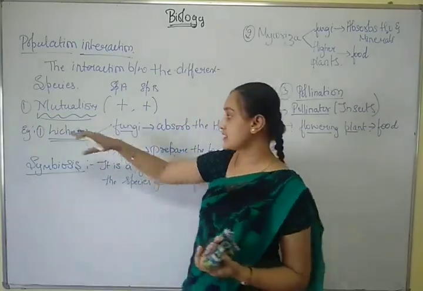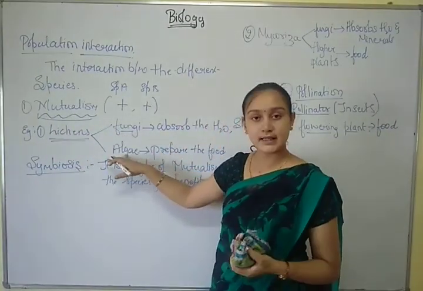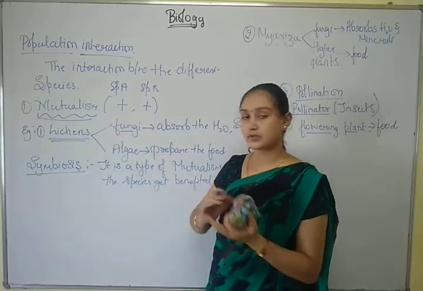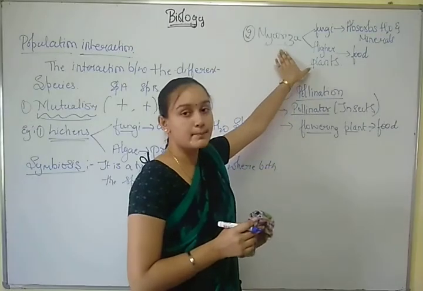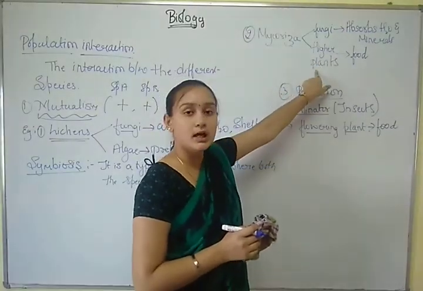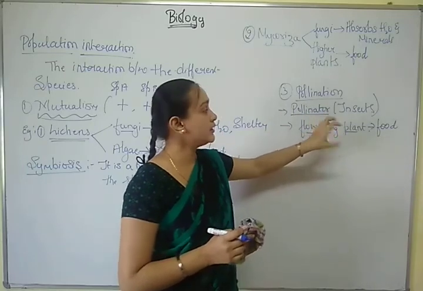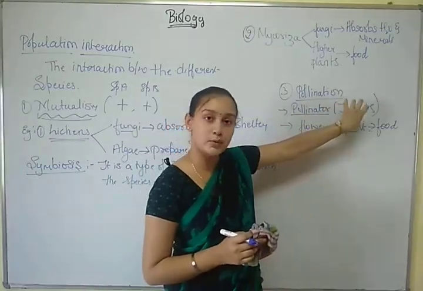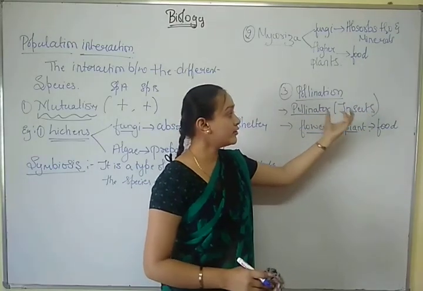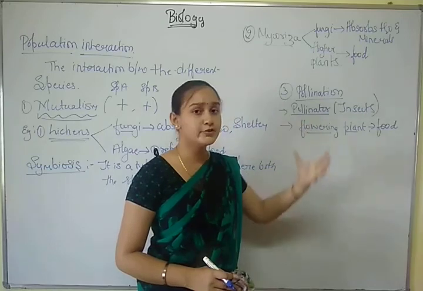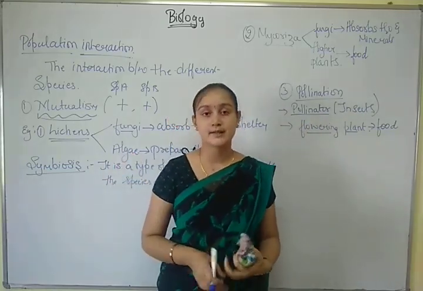So this was about mutualism with examples. We discussed lichens, with fungi and algae and how they help each other. The next example was mycorrhiza, fungi and higher plants, and the third one is pollination, where insects help in pollination and flowering plants provide food to the insects. So this was about mutualism. Thank you.